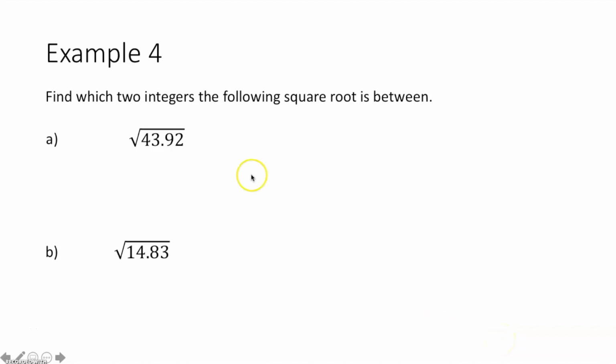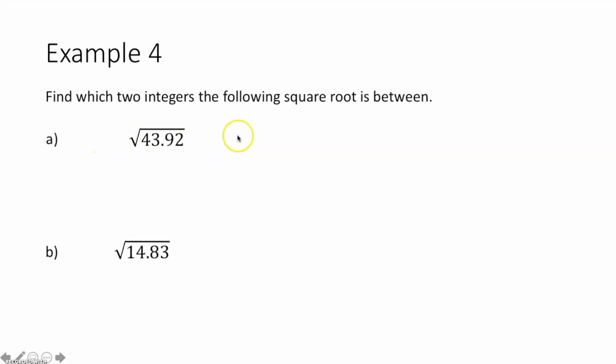Now, example 4 says find which two integers the following square root is between. So we have the square root of 43.92. We can't do that in our head, so what we're going to do is estimate what it's between. We have to think about what perfect squares the radicand here, 43.92, is between. Well, I know 49 is a perfect square, so that must be bigger than that. So the square root of 49 would be on this side.